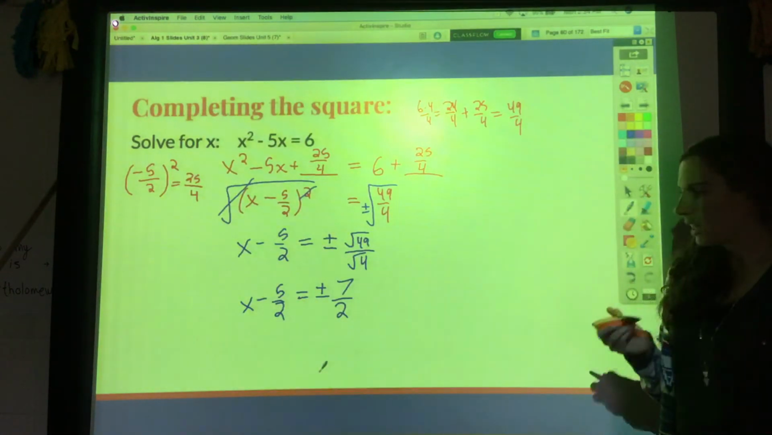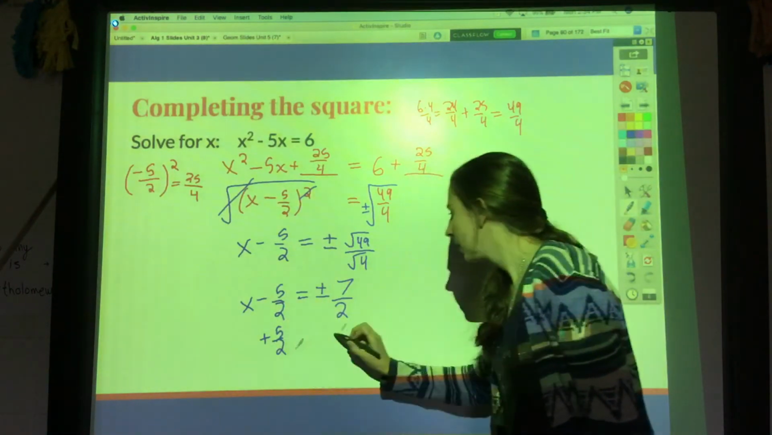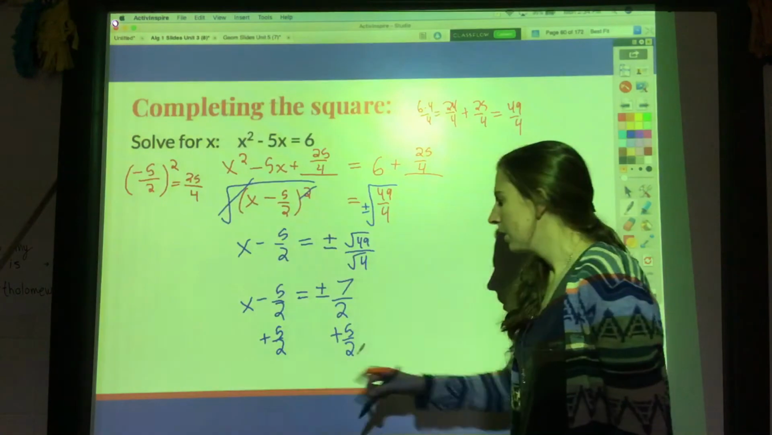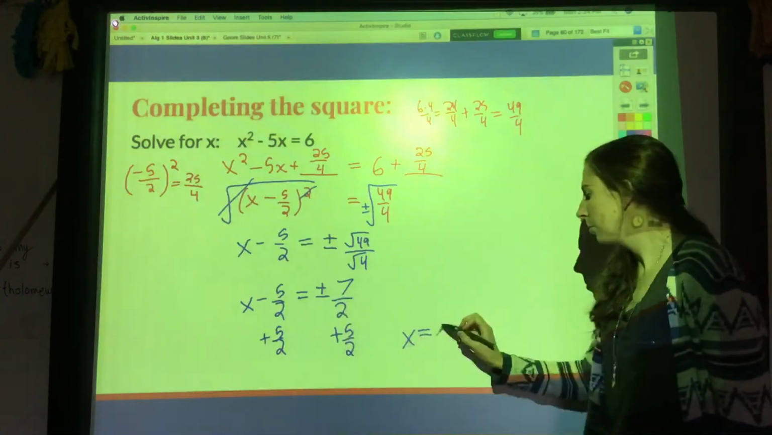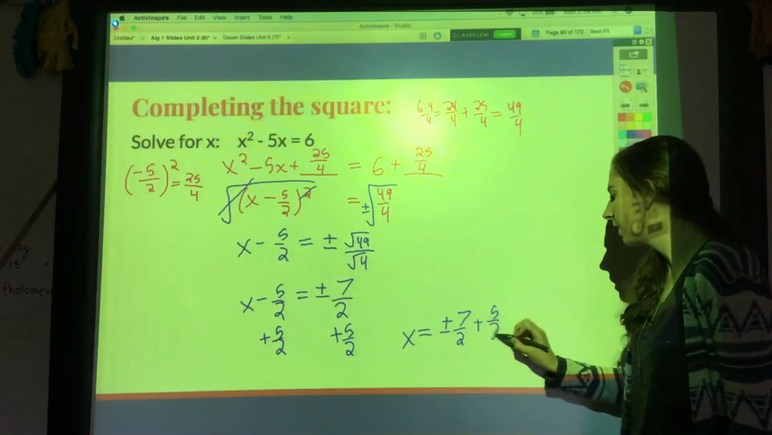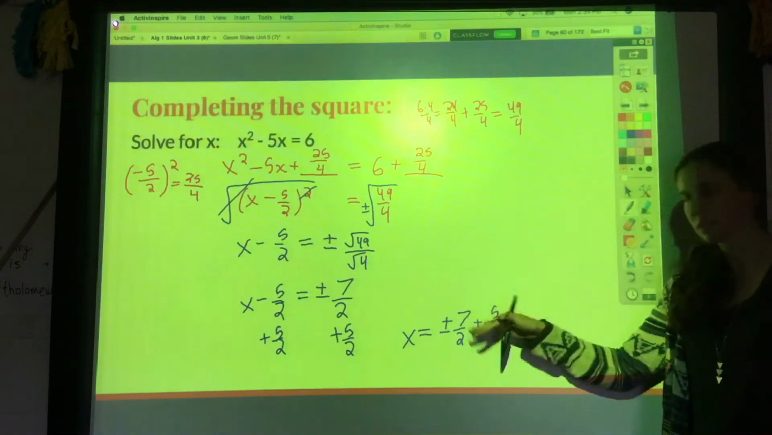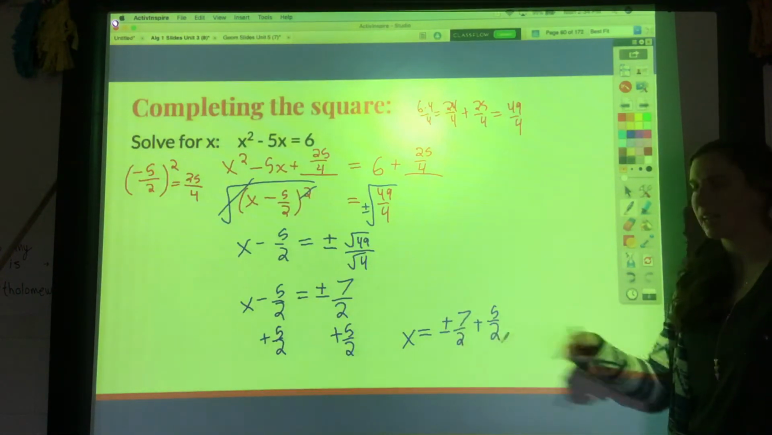All right, we're almost done. Let's just add 5 halves to both sides. So x equals plus or minus 7 halves plus 5 halves. Here's the thing, you got to be careful with this. This will simplify a little further. We can split up positive 7 halves and negative 7 halves.